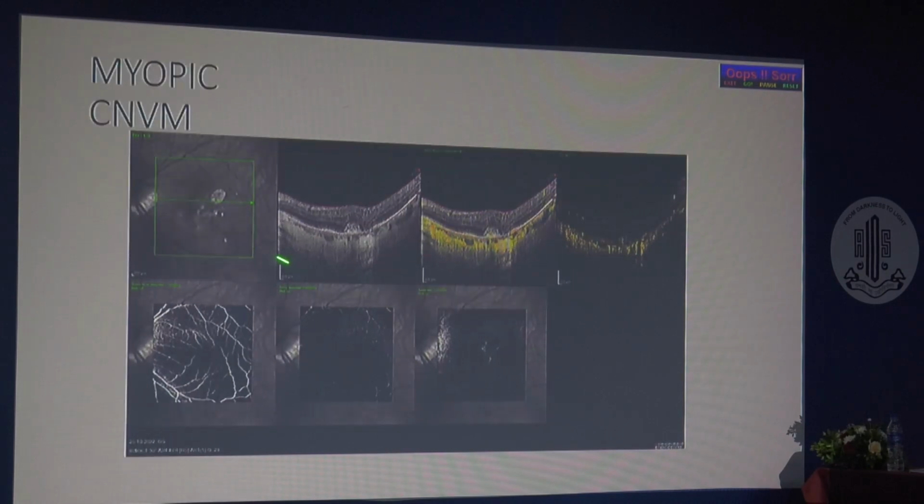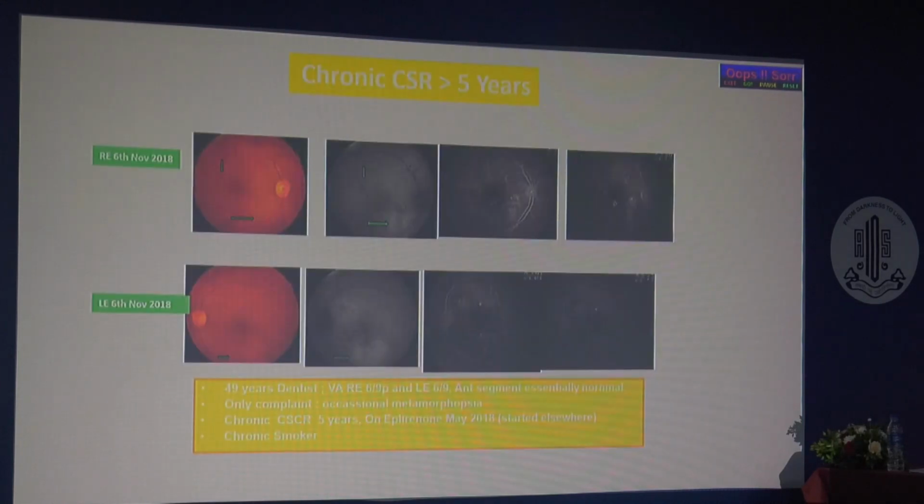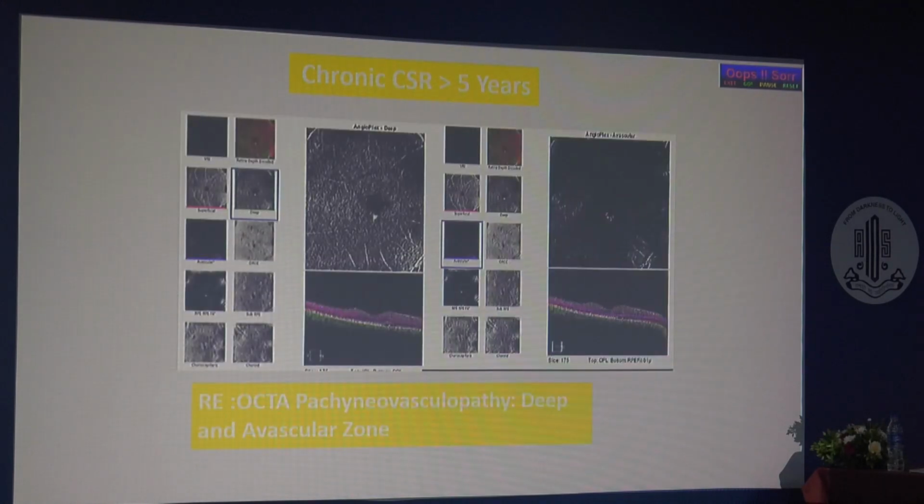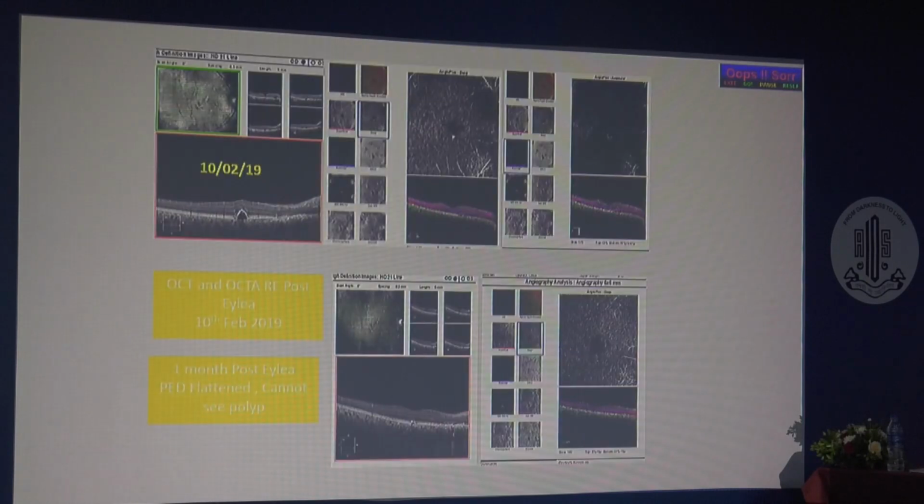So myopic, as I mentioned, you may have metamorphopsia, you may not have fluid. So normally a normal OCT will not help you monitor a myopic CNVM. Either you have to do a fluorescein angiography to see where it is, or an OCTA. A simple OCT sometimes does not help you pick up a CNVM in myopic. As we mentioned, sometimes you have chronic CSRs where you have PEDs and then you cannot pick up the neovascularization. So the OCT angio will help you pick it up.